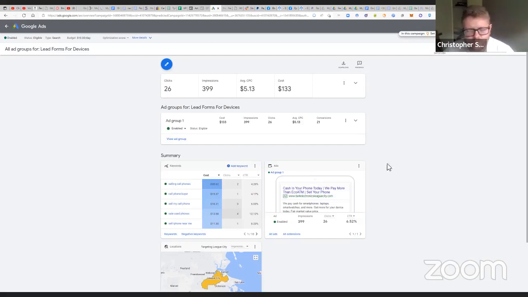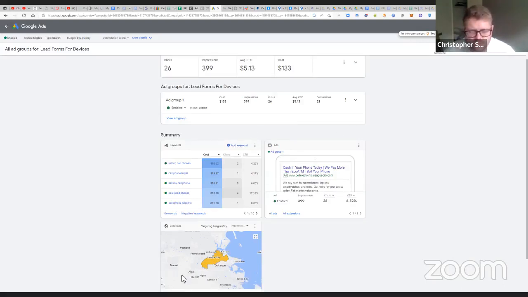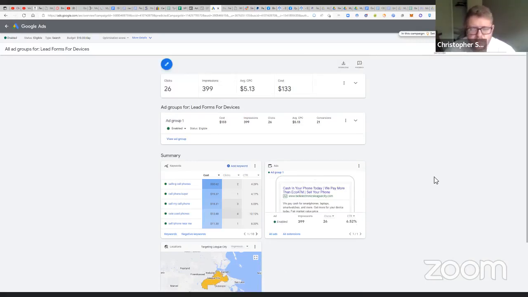Obviously, I had to split test quite a few times and really figure out what was working and what isn't working. And I only tested one zip code too. So this is actually a complete win in my book. On this specific campaign, I spent $133. The average cost per click was $5.13. So I got 26 clicks and I got 21 conversions.